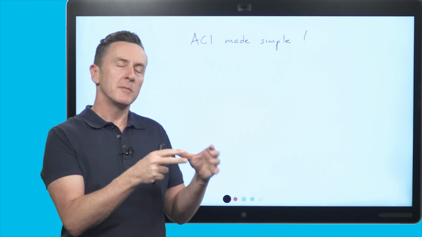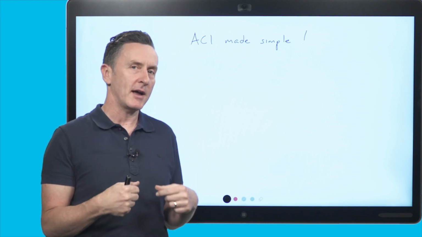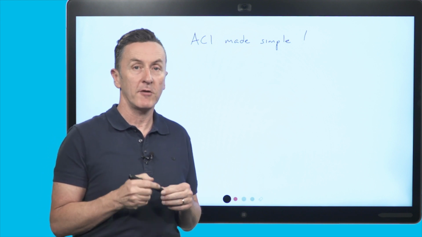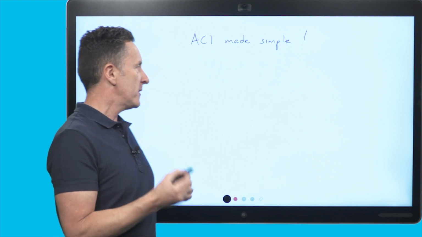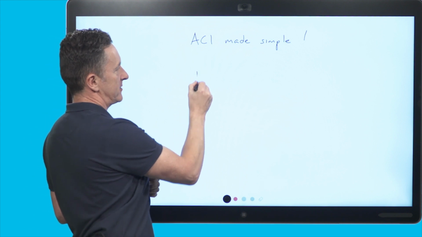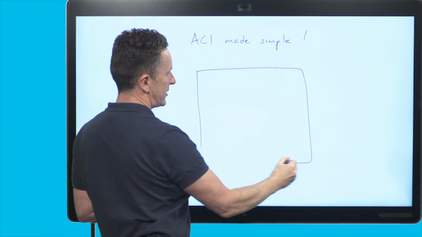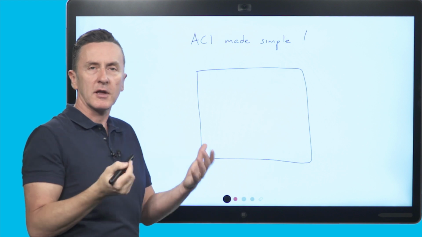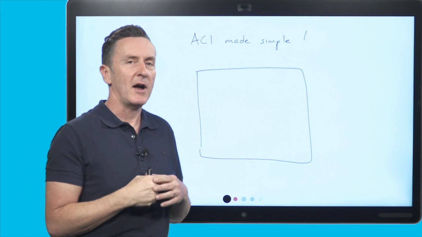So I like to take the terms that we use in ACI and really relate them back to what a customer is really used to within their current infrastructure. The first building block that we have is a tenant. And a tenant is just a space on the network. It's just a configuration place that you've got access to.